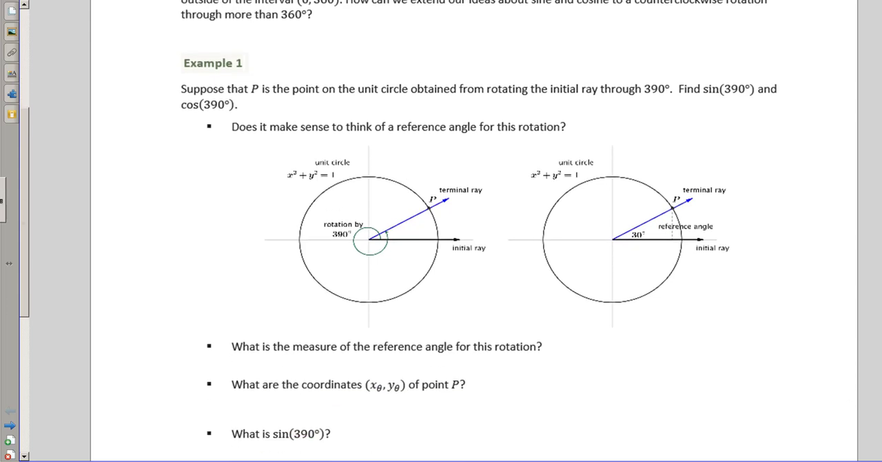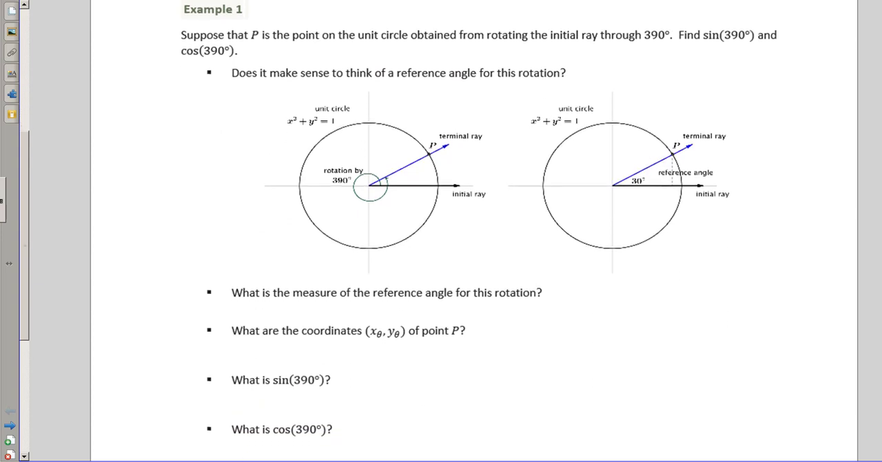where P is a point on the unit circle. Unit circle, remember, means that you have a radius of 1. And we want to be able to find sine of 390 and cosine of 390. So we're going to kind of tie in everything we've talked about so far. 390 degrees is coterminal with an angle of 30 degrees. Okay, so we see that those are coterminal.